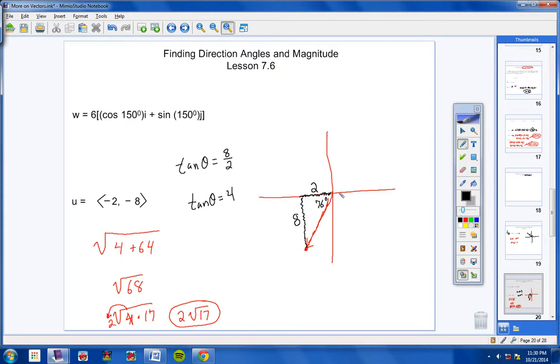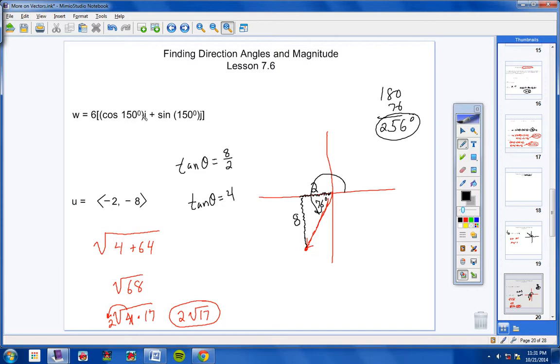76 degrees. So the direction angle would be 180 plus 76. Okay, so 180 plus 76 is 256. So that's all I asked you to do, simply find the direction angle, which you've done right here, and to find the magnitude, which you've done.